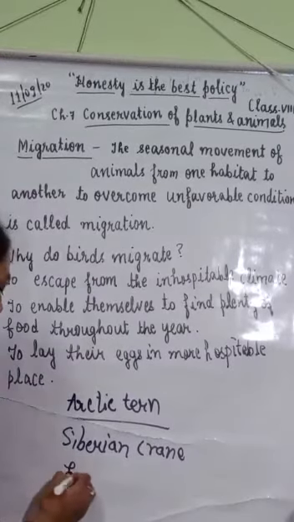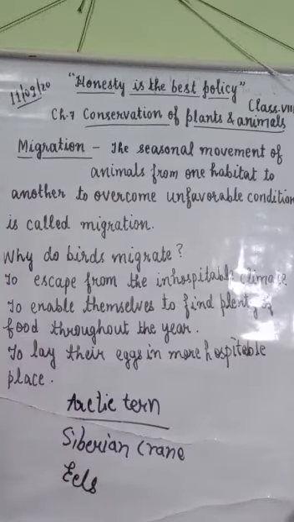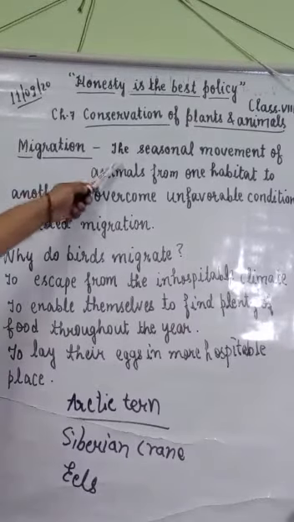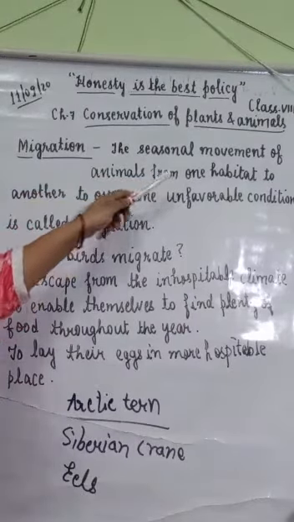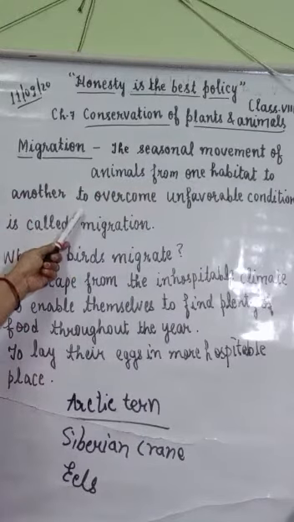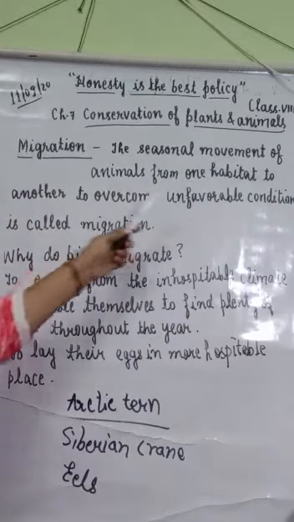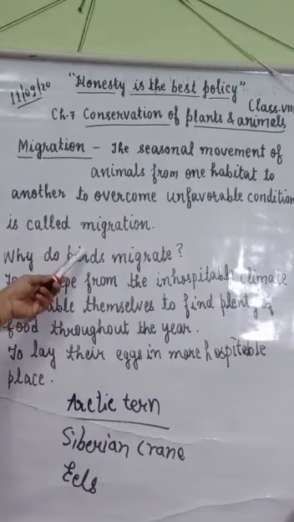And eels, which live in fresh water, travel to the sea to lay their eggs, and after hatching, eels return to the fresh water. So the seasonal movement of animals from one habitat to another to overcome unfavorable conditions is called migration.